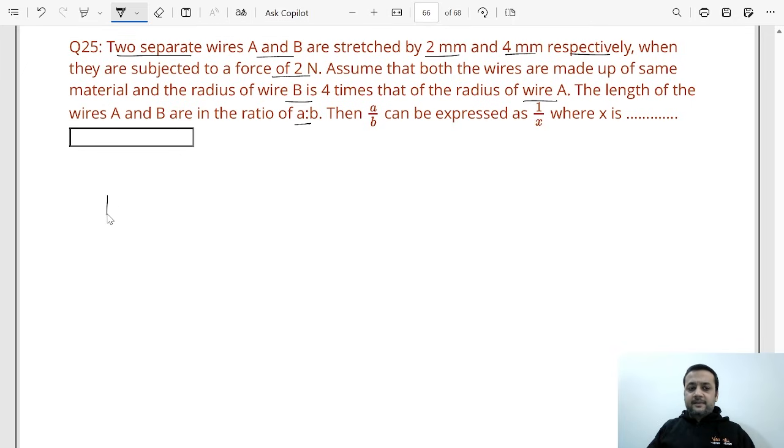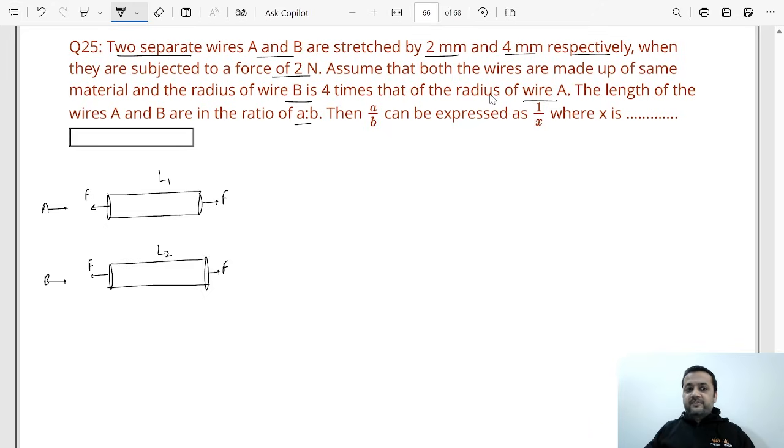So what is happening here? Let's say this is the wire A and this is the wire B. The length of wire A is L1 and the length of wire B is L2. Now look, both were applied the force 2 Newton. So both were applied the same force. Now they are made up of same material, that means Young's modulus will be same.